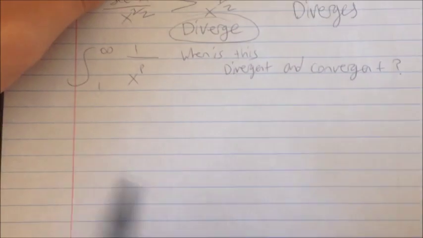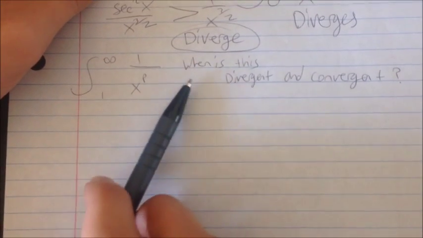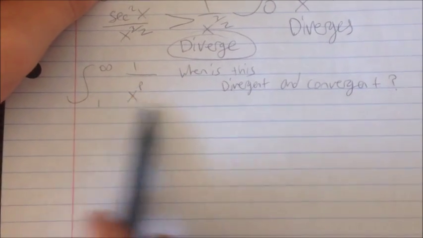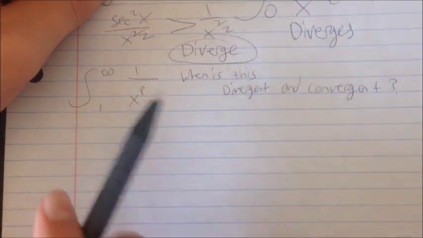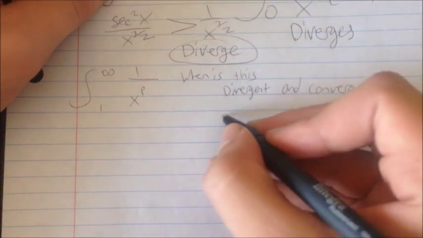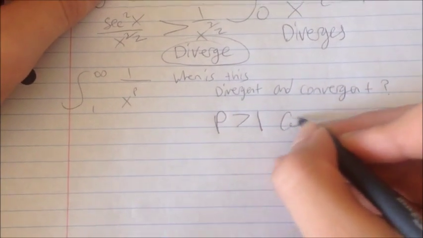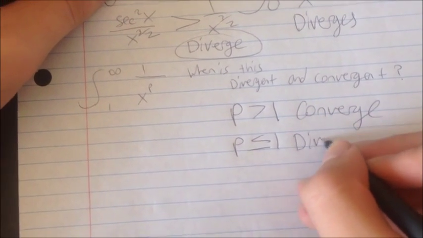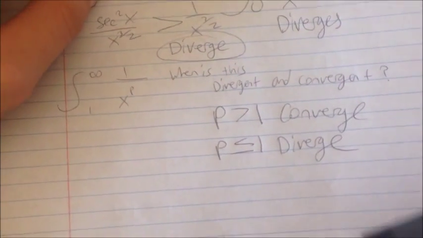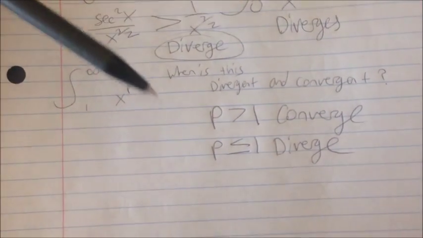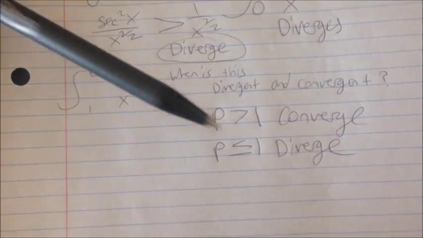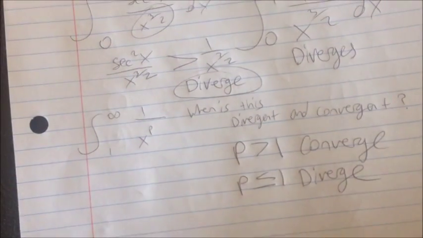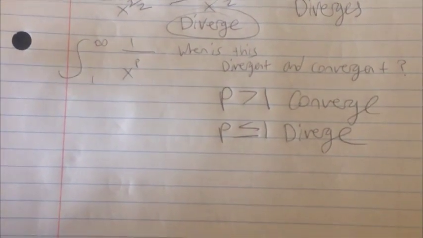Alright, finally, the integral from 1 to infinity of 1 over x to the p. Is this divergent or convergent? So we're looking for what p values will make this divergent or convergent. This is a good thing to note. If p is greater than 1, this thing will converge. If p is less than or equal to 1, this thing will diverge. So that's a good thing to note when you are dealing with these functions. You can use this to determine whether it will converge or diverge.